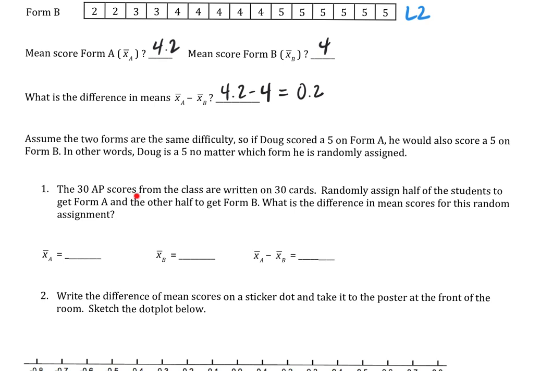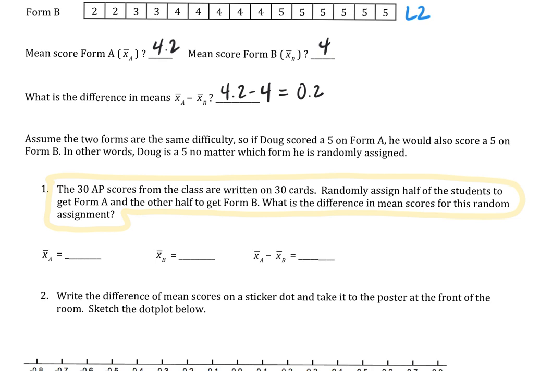The 30 AP scores, so this is something that we would normally do in class together, this part. But since I'm not here today, we're going to just show what would happen had we done it together with a little simulation. So what we would do is I would give you a distribution of all of these scores on a piece of paper. You would mix them up, randomly assign half of them to Form A, half of them to Form B, and then take those new averages.